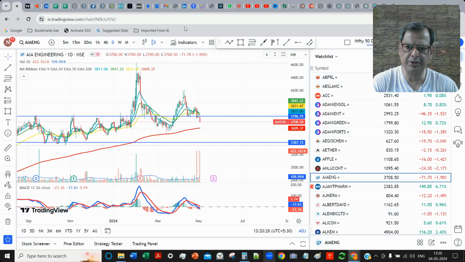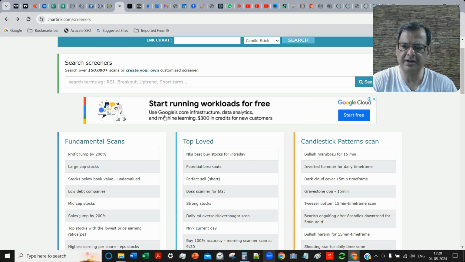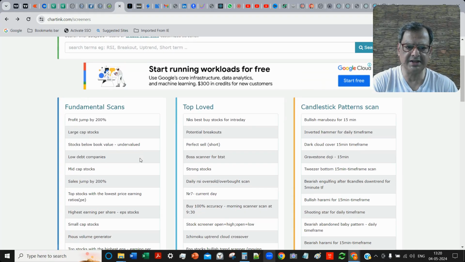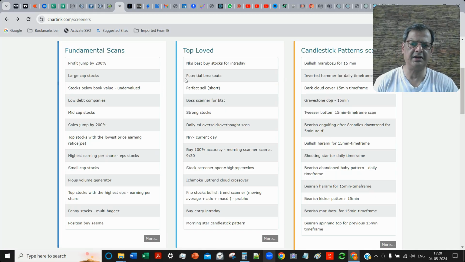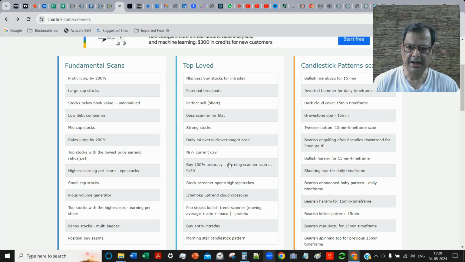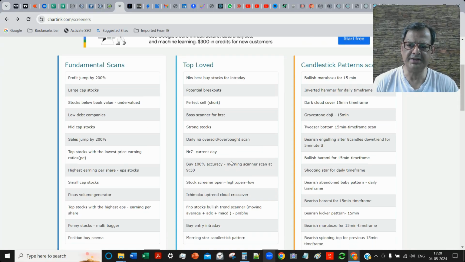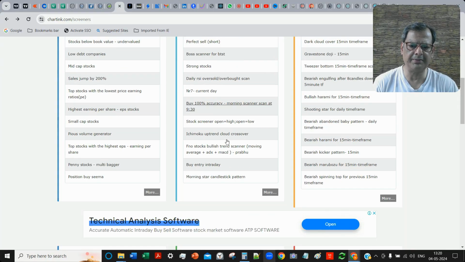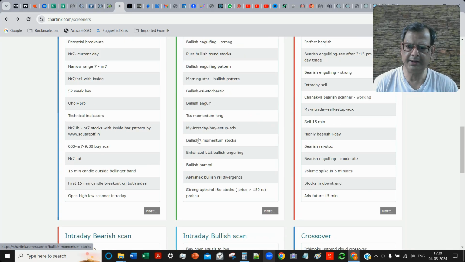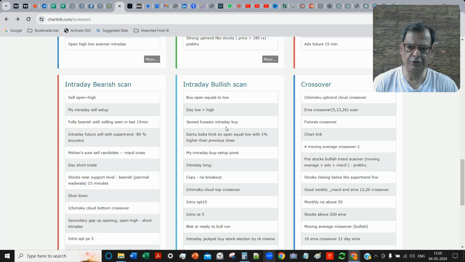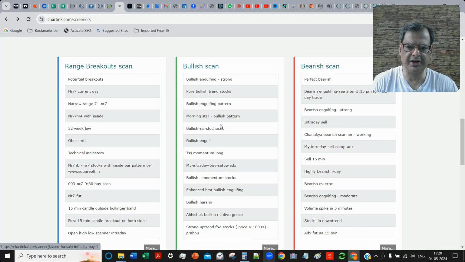The second way to do it is by going through some scanner software. So if you see here, there is a site called charting.com screeners and they have got scans. And this again is a free site where you can create your account and you can basically go through any type of scanner. They have scanners for intraday as well as intraday bullish bearish as well as for swing trading.